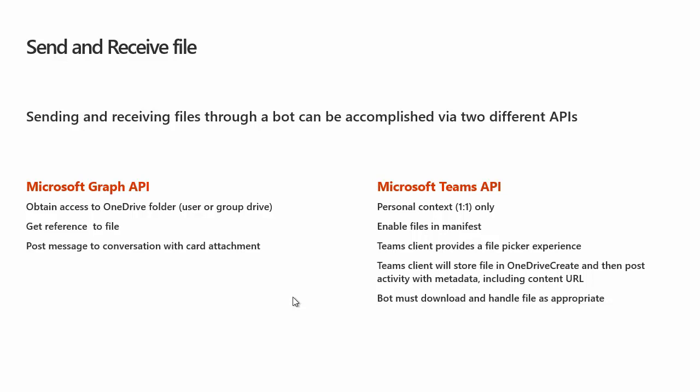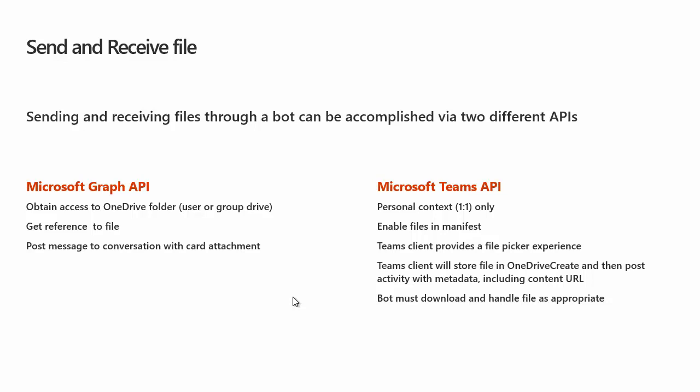You can use the Microsoft Graph API. Files in Microsoft Teams are stored in the document library or the files library of the OneDrive of that group. And so Microsoft Graph provides access to OneDrive or the root drive of a group or of a user.